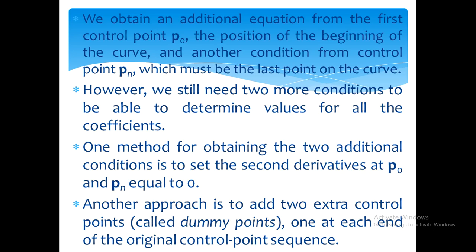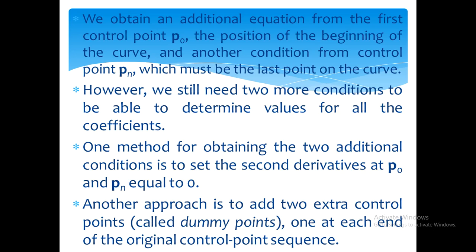Means 4n minus 4, then these two, right? That's what the meaning is. However, we still need two more conditions to be able to determine values for all these coefficients. One method for obtaining these two additional conditions, that is P0 and Pn. There are again two methods to get the boundary conditions for this P0 and Pn.